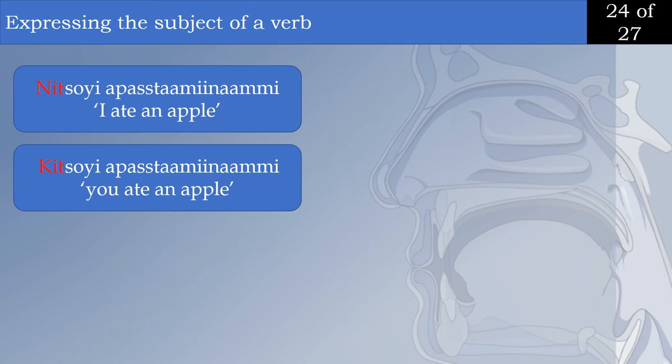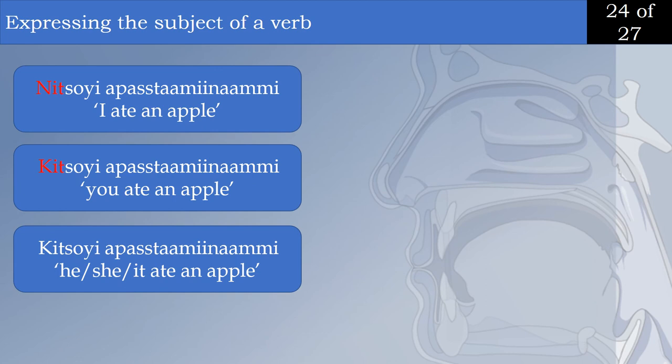To get a third person, we also agree with the subject, but instead of having something that goes before the verb, we'll add this "wa" suffix to the end of the verb. This is a slightly different suffix than you saw on the nouns, and it means that the subject of the verb, the person doing the action, is third person singular: he, she, or it. And in this case, instead of nitsoi or kitsoi, we would say oi apastaminam. He, she, or it ate an apple.